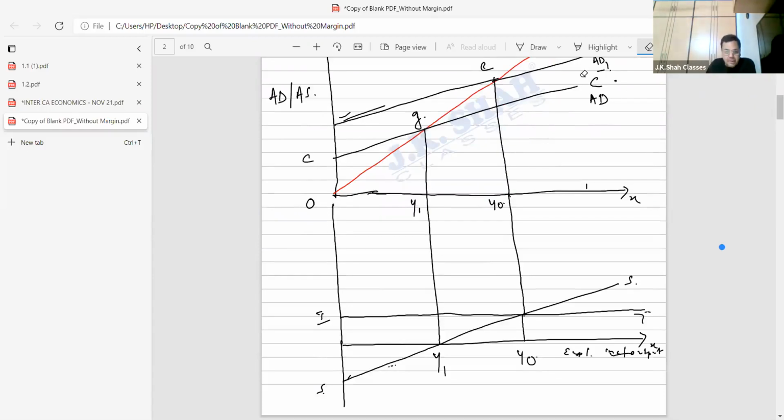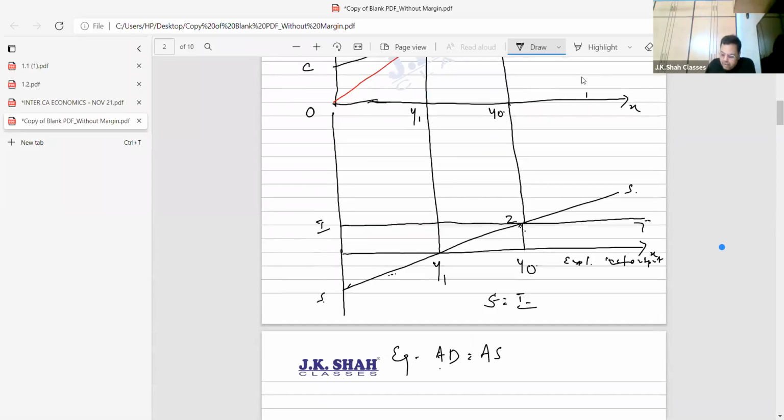Now, what it tells is that at this level of income, your savings has become positive to the extent of ZY0. Your investments have also become ZY0. So this point, S is equal to I. S is equal to I and AD is equal to AS, corresponding to Y0 level of income.